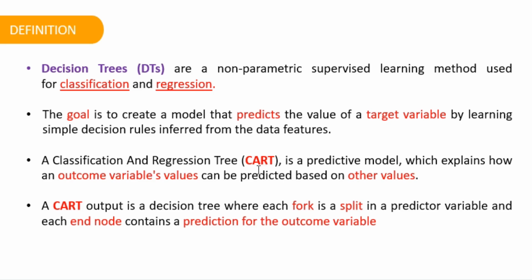And a CART, which stands for classification and regression tree, is a predictive model which explains how an outcome variable's value can be predicted based on the other values. And here in a CART, the output is a decision tree where each fork is a split in a predictor variable and each end node contains a prediction for the outcome variable.